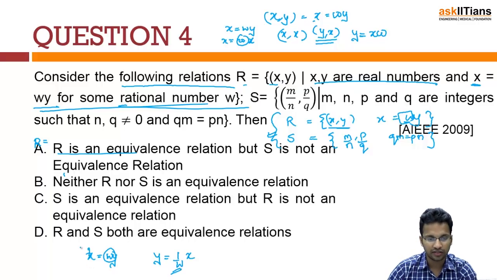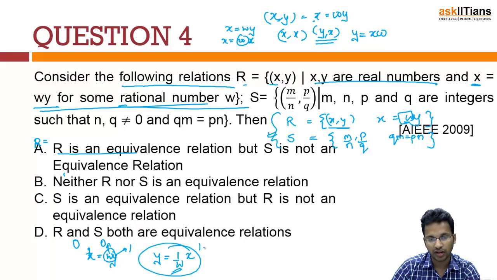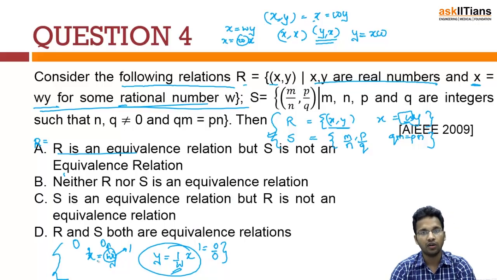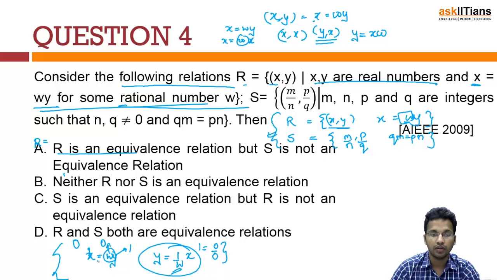possible that x can be 0, w can be 0 and y can be 1? Of course, it's a possible value. For this, you cannot write 1 as 0 by 0. So this won't be a symmetric one. So this is a very very important point. Although most of you might be saying that okay, 1 by w is possible, but it's again a good one. It's not symmetric, so R is not an equivalence relation.